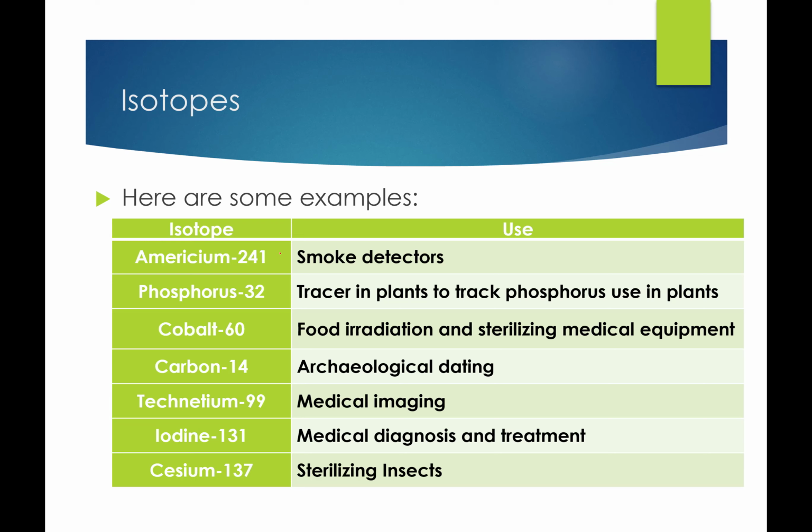Cobalt-60, this is used in food irradiation to make sure your food's safe to eat or to sterilize medical equipment. Obviously, those are two different uses. Carbon-14, we use that to date how old something is in archaeology. Technetium-99, that's in medical imaging. So that's one that you'll see a lot in different types of X-rays, nuclear medicine, CAT scans. Iodine-131 is medical diagnosis and treatment.